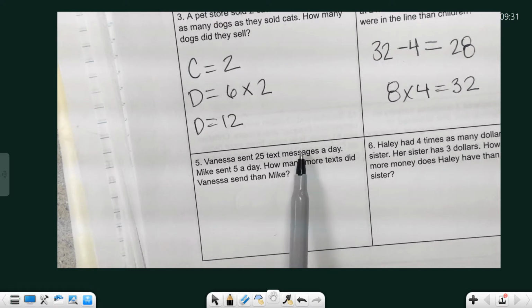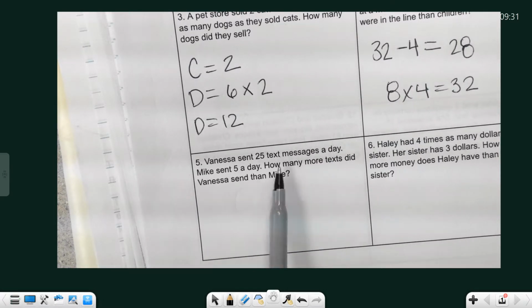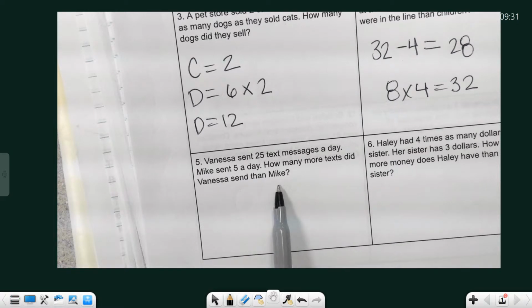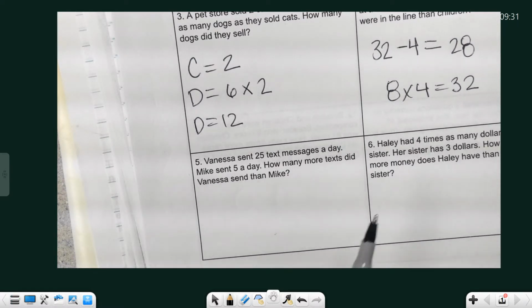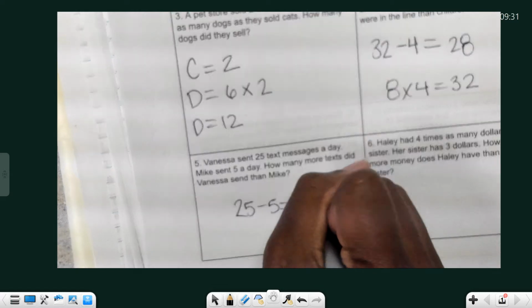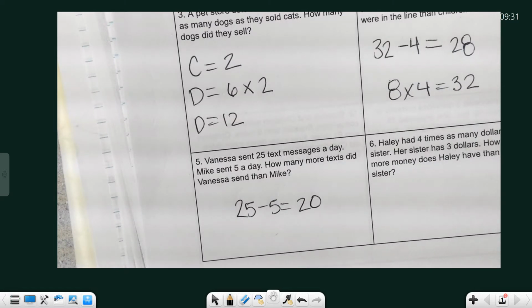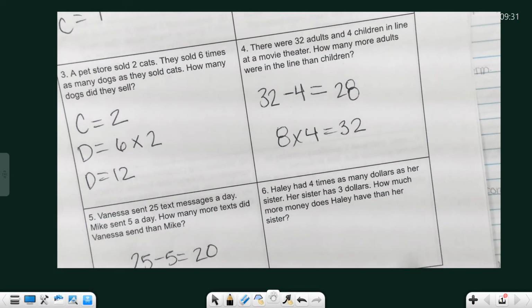Vanessa sent 25 text messages a day. Mike sent 5 a day. How many more texts did Vanessa send than Mike? It told you Vanessa sent 25. Mike only sent 5, so all you're doing is 25 minus 5 equals 20. All right, any questions? No, ma'am. Let's look at number 6.